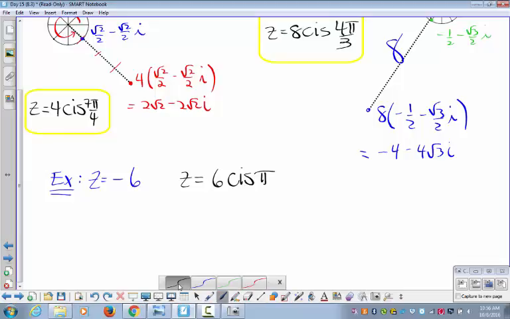That one's a really easy one to mess up and to put your r value as a negative number. So r is always positive. It's the distance to the point. Positive distance. So the distance to negative 6 on the negative axis, the distance to the origin is positive 6. And then the angle is a half a circle rotation.